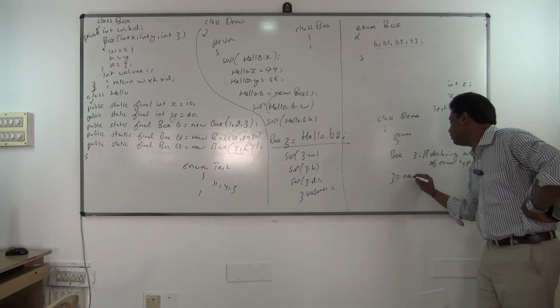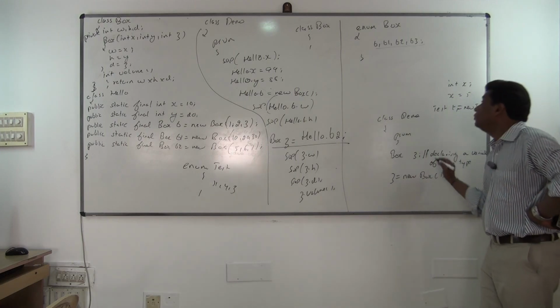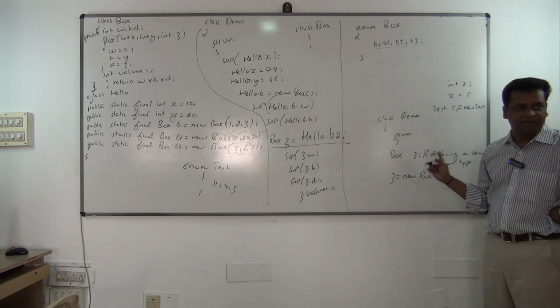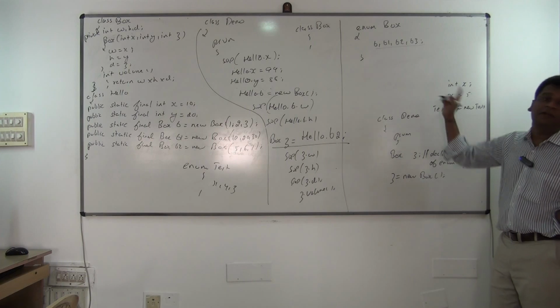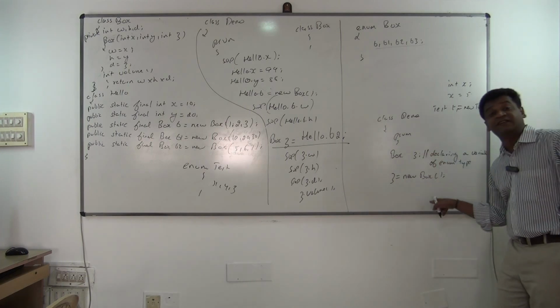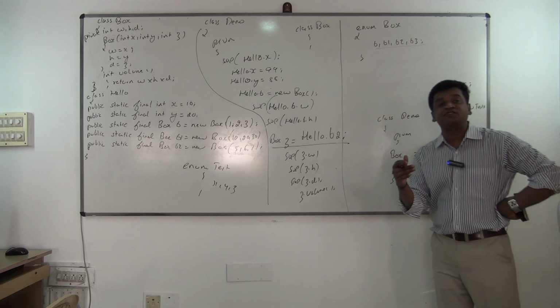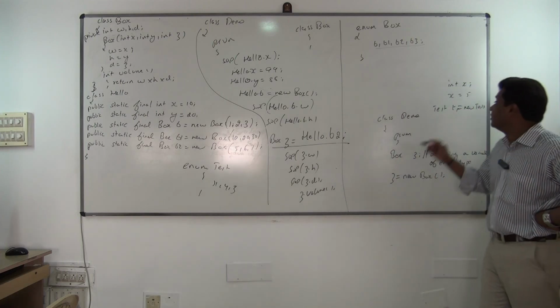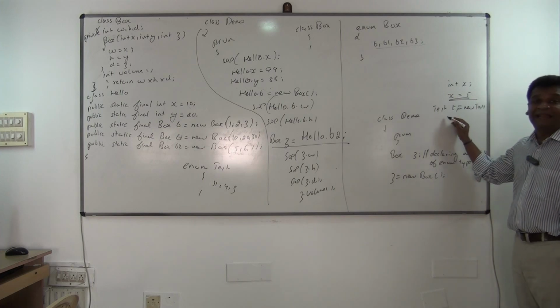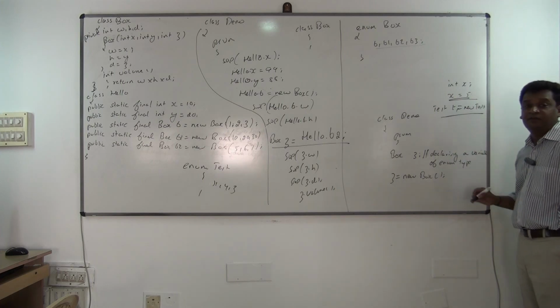Understood? You cannot say z is equal to new Box. It means you cannot create an object of an enum. But z is a variable of type Box, and you cannot initialize it like this. See, every variable has its own style of initialization. Primitive types go like this. For user defined types like classes, you use the new keyword.